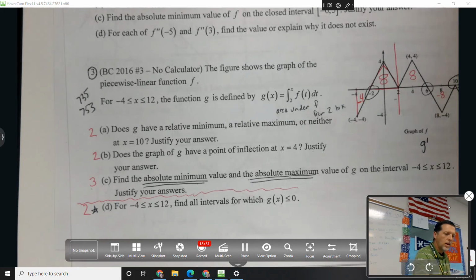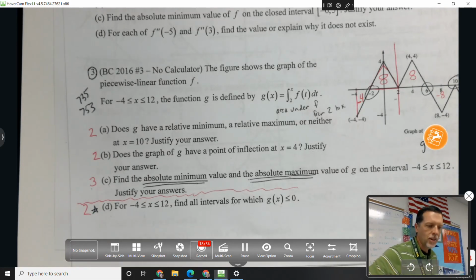All right, let's look at the multiple choice for today.